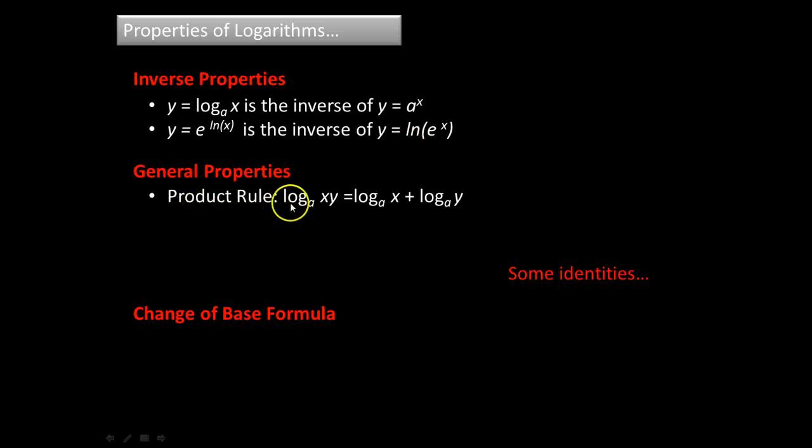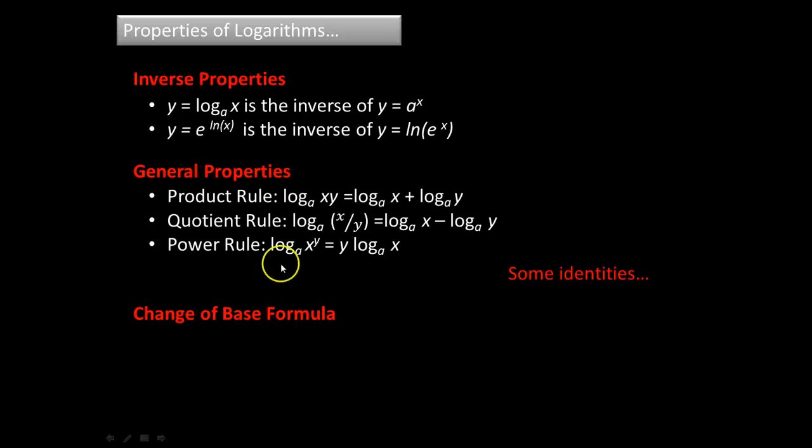Remember, the product rule says if we're taking the log of x times y, that's equivalent to the log of x plus the log of y. The quotient rule says the log of x divided by y is equivalent to the log of x minus the log of y. And our power rule says the log of a function raised to a power, we're allowed to just drag that power down in front, and that's equal to y times the log of x.